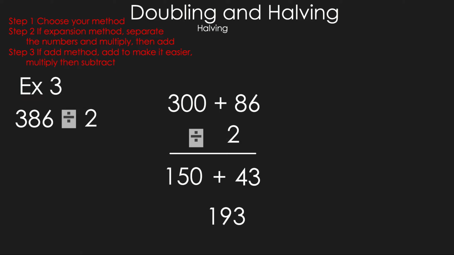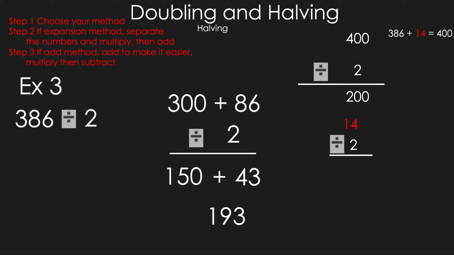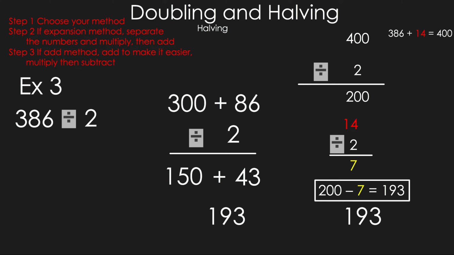Okay, let's see if we get the same number for the add method. I'm going to add 14. Why? Because 400 is easier to divide by 2 than 386. And we get 200. And now we do 14 divided by 2, which is 7. And then we subtract the two numbers and we get 193. Move it over, and of course your answer is 193.